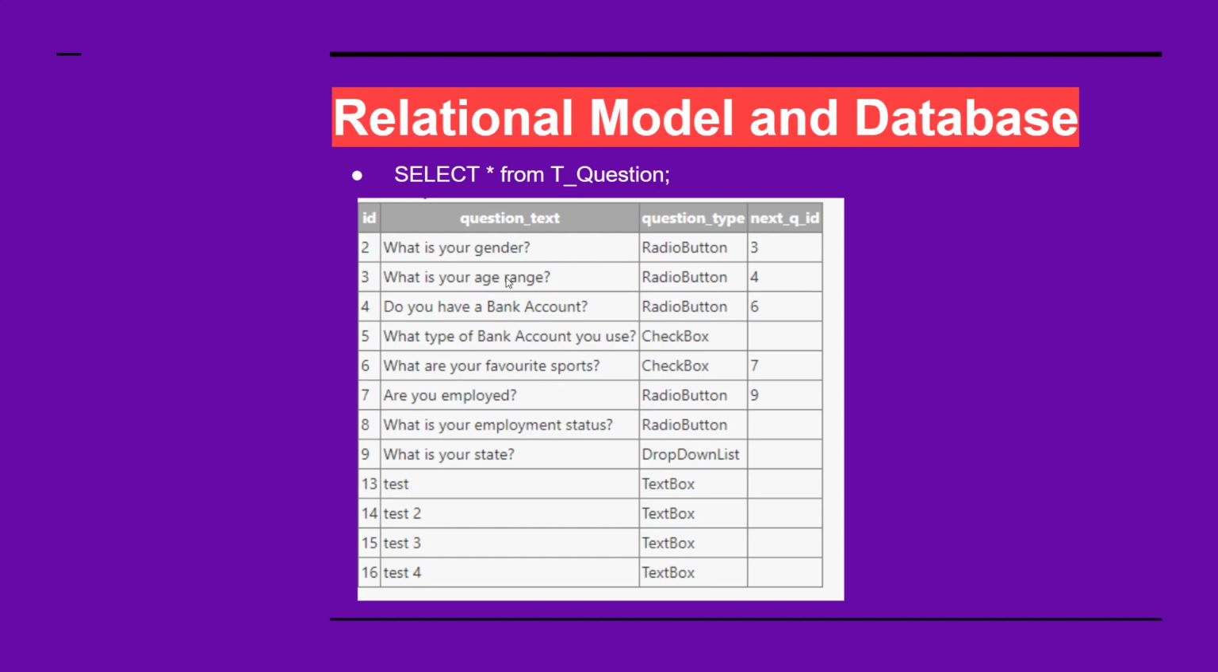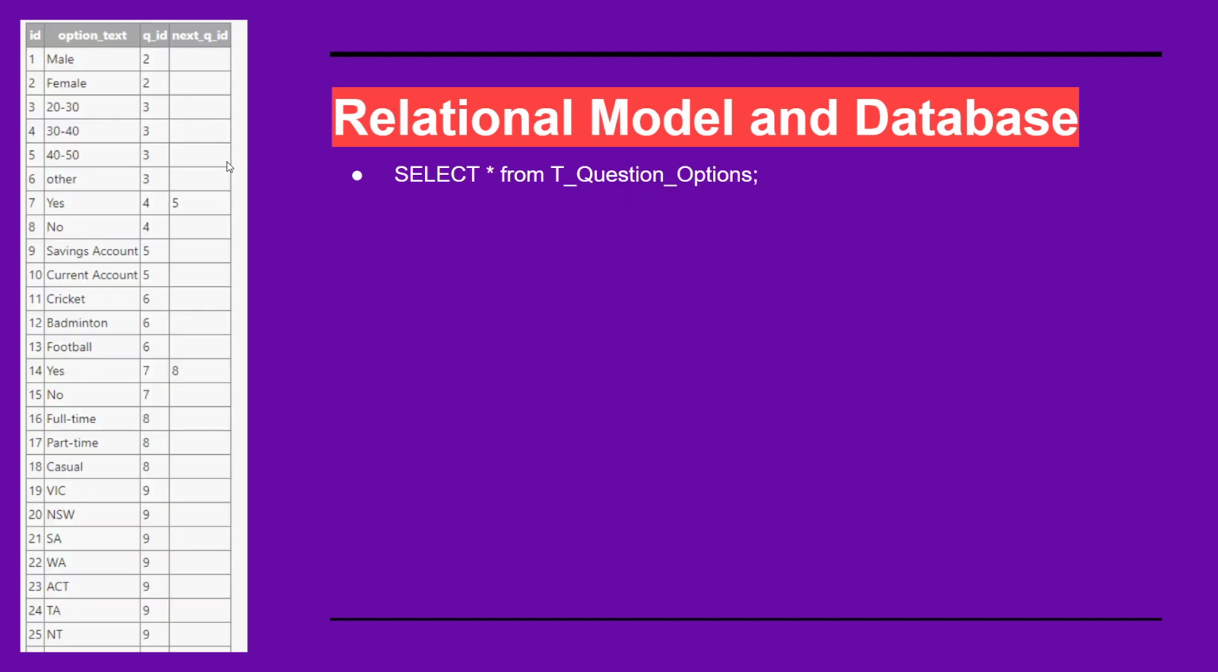Then what is your age range? That is question number 3. Then what are the options? For question ID 3, there are 4 options, 20 to 30 and so on.